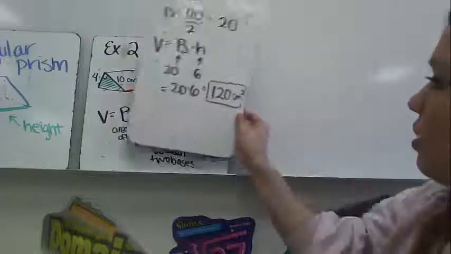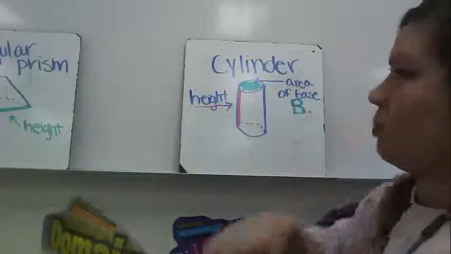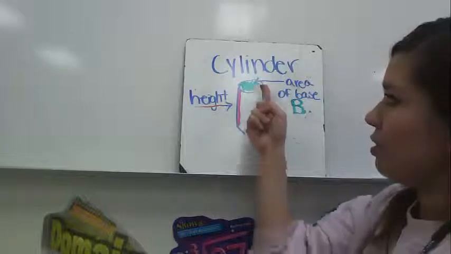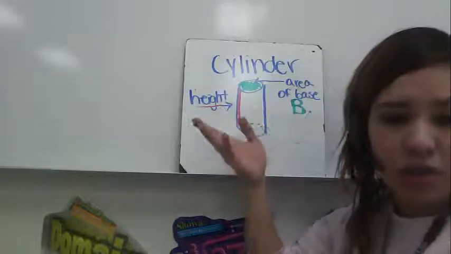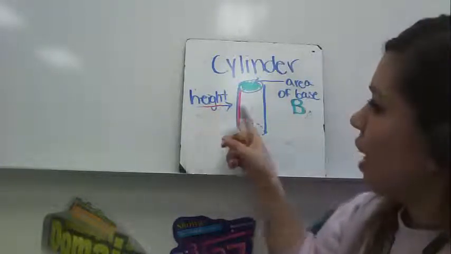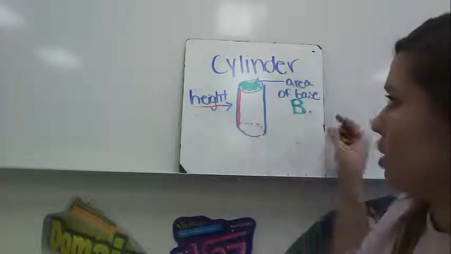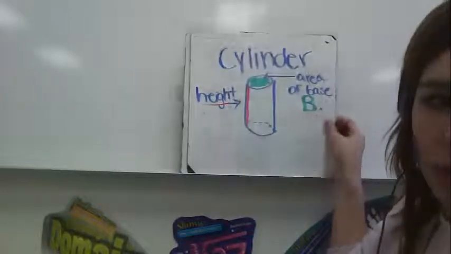Last one. Let's take a look now at our last shape we need to know, which is a cylinder. In this shape, we have, again, two bases, except now they're circles because it's a cylinder. And then my height is this red part. The bases are going to be the two greens, which are going to be my circles.